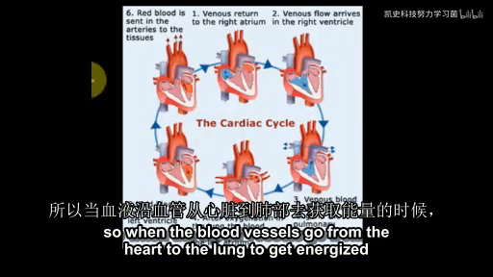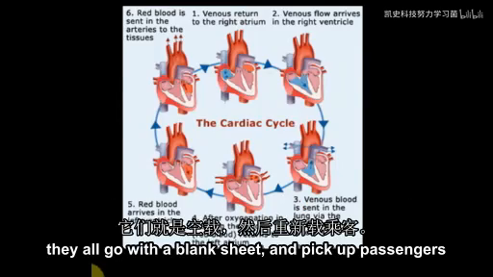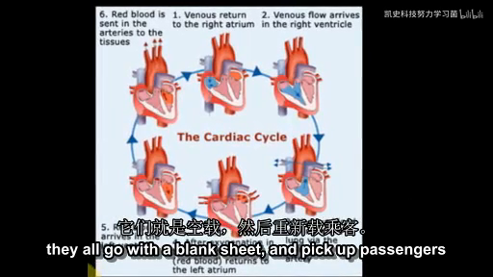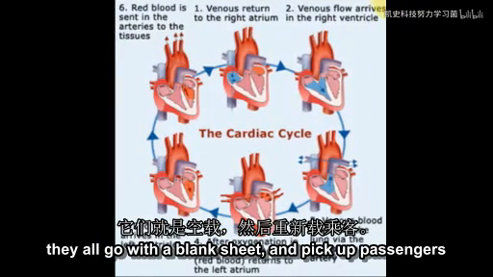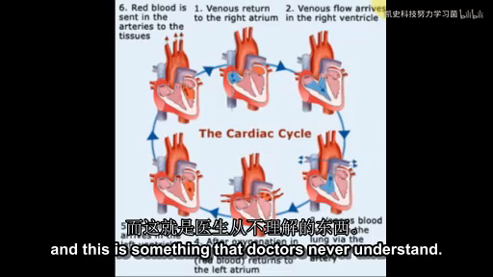So when the blood cells go from the heart to the lung to be energized, they all go with a blank sheet, just the destination. They go to pick up the passenger: 1 passenger, 2 passengers with a suitcase, and 2 passengers, 4 suitcases. And this is something which the doctors never understand.